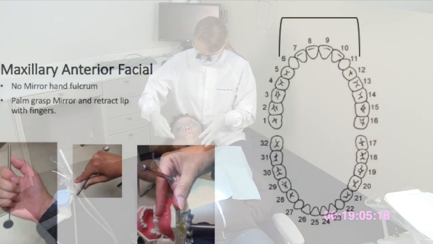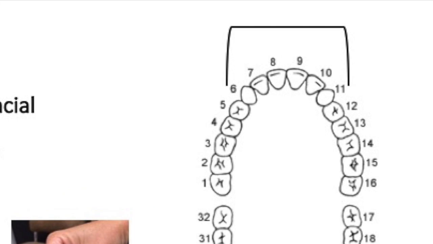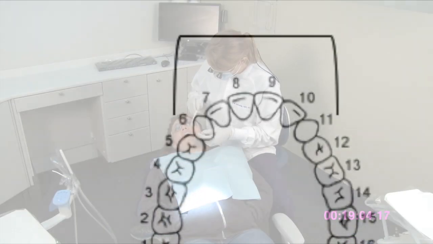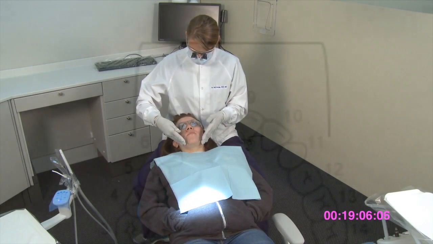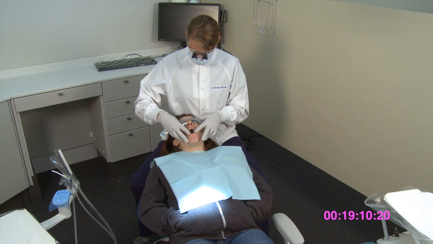Maxillary anterior facial. The lips will be retracted with your fingers as the mirror is in a palm grasp. The patient will be in a neutral position with the chin level to the floor. The clinician will sit between 12 and 12:30.